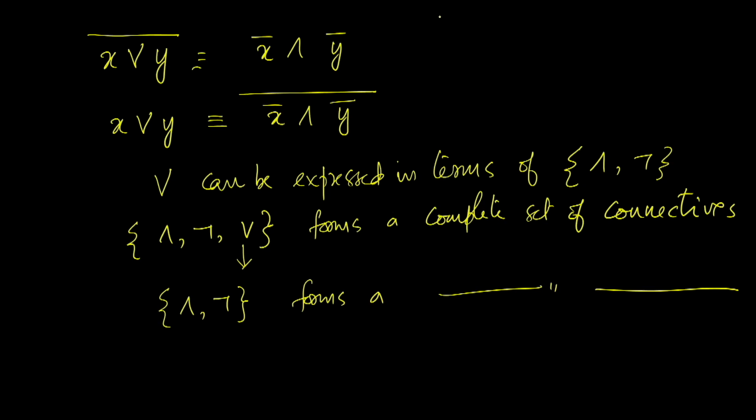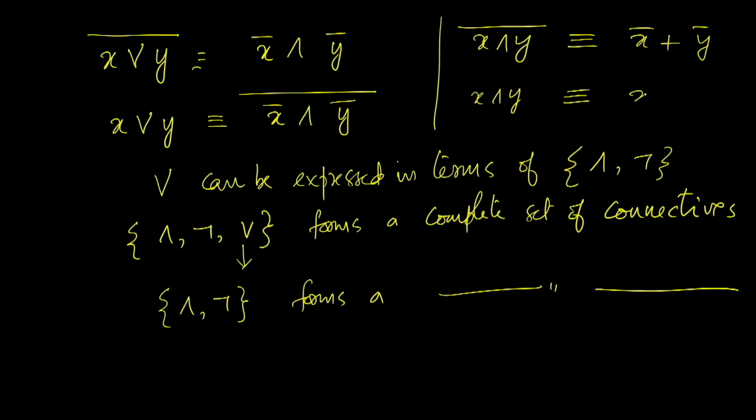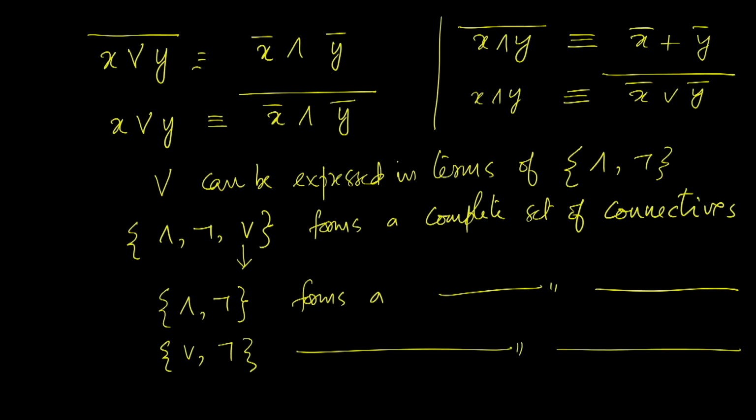And then we have the dual of this. X and y, the whole complement, is equivalent to x complement or y complement, which means x and y is equivalent to x complement or y complement, the whole complement. In other words, and can be expressed in terms of or and negation. Therefore, or and negation also form a complete set of connectives. So these are also complete sets of connectives.